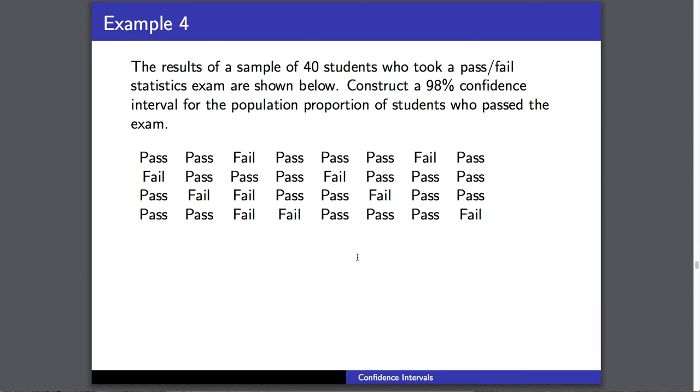Example 4, the results of a sample of 40 students who took a pass-fail statistics exam are shown below. Construct a 98% confidence interval for the population proportion of students who pass the exam. So we're looking at students who pass the exam, and this is a sample of 40. So out of all the students that could have taken this exam, maybe it's a national exam, who knows, what would our 98% confidence interval be for the population proportion? So we do want to get a raw count of all the ones who passed, and there are 30 that passed in this group. So 30 out of 40 is 0.75.